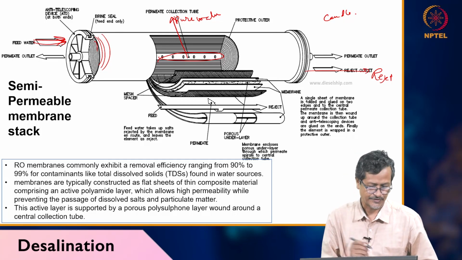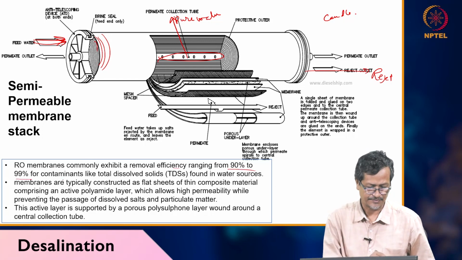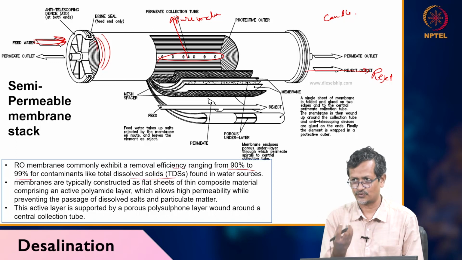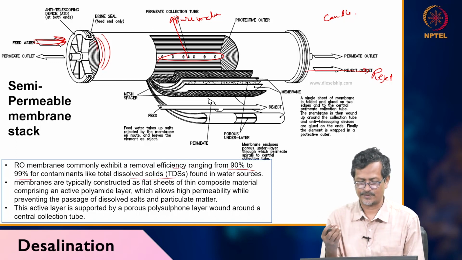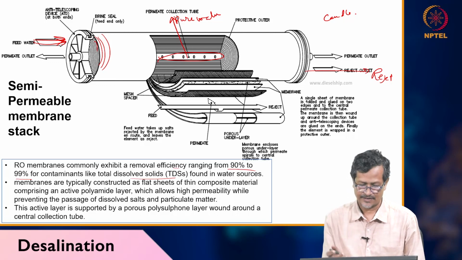RO membranes commonly exhibit removal efficiency ranging from 90% to 99% for contaminants like total dissolved solids, or TDS. Normally when the technical person comes for servicing, they say, sir, what is the TDS? Total dissolved solids, how much is there?